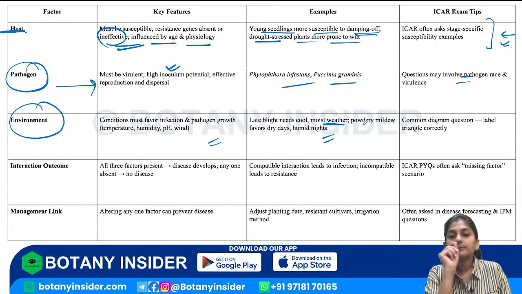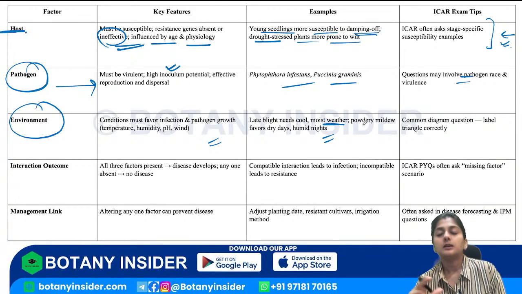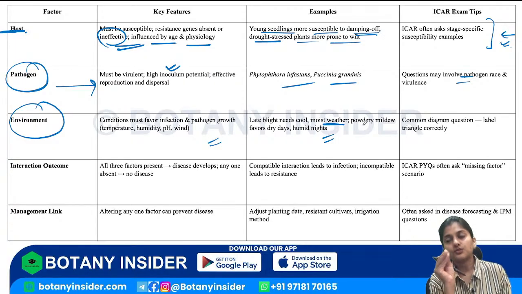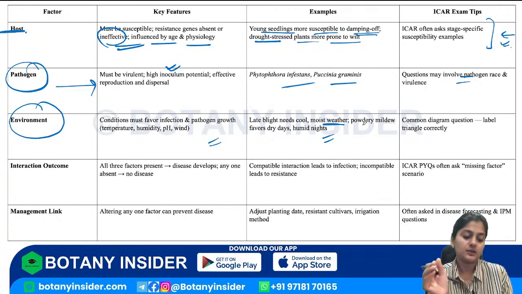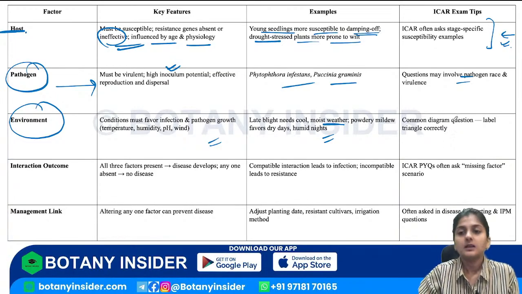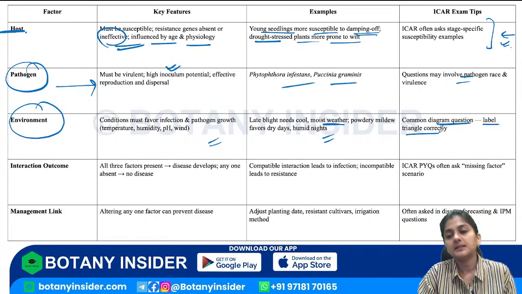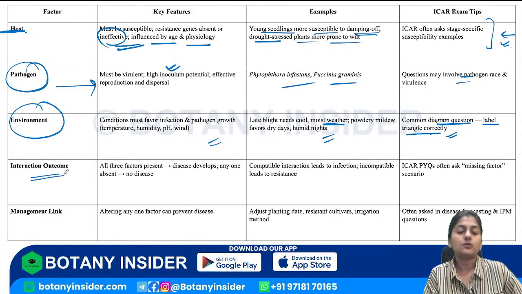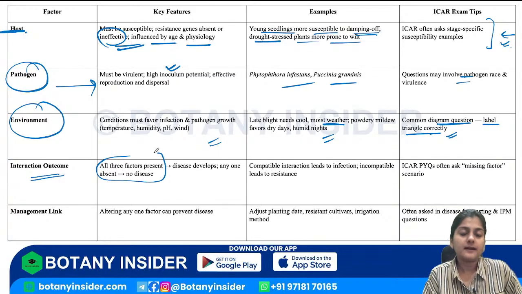So whatever the infection, whatever the pathogen needs to be there, that pathogen's condition needs to be prevailing in the environment. Common diagram questions: label the triangle correctly, these types of questions are asked. Then interaction outcome: if all three factors are present, disease develops; if any one is absent, no disease.